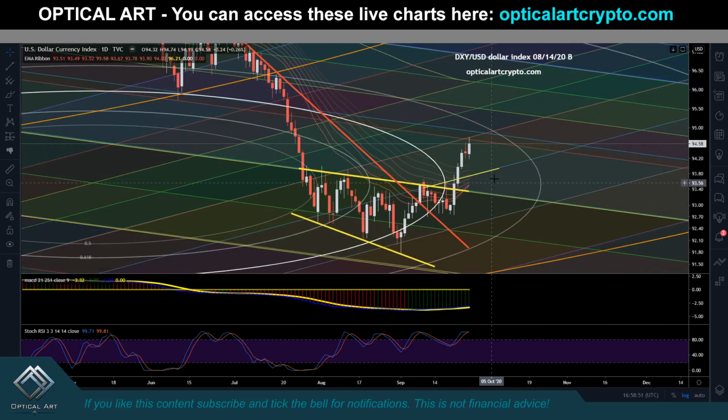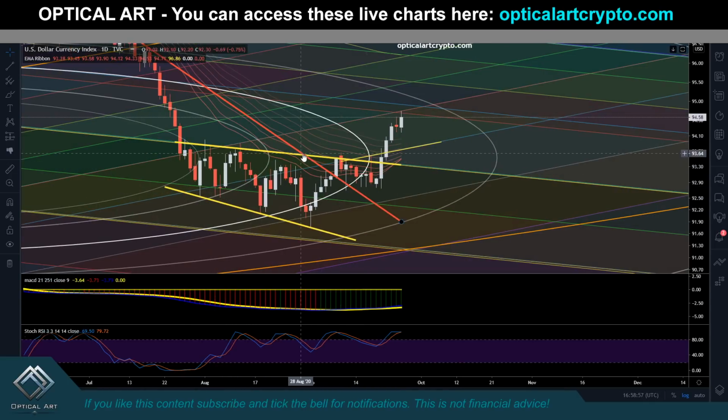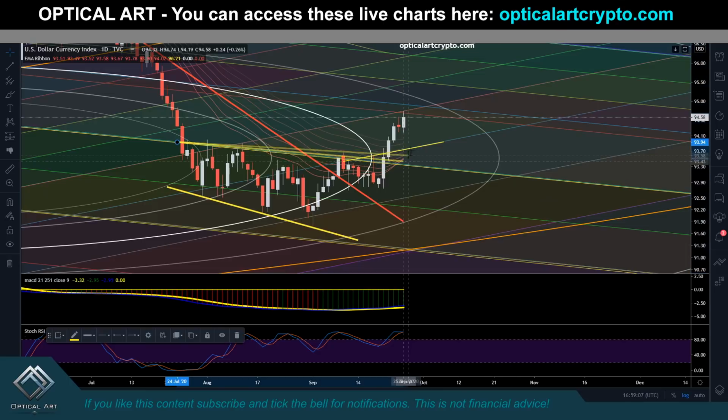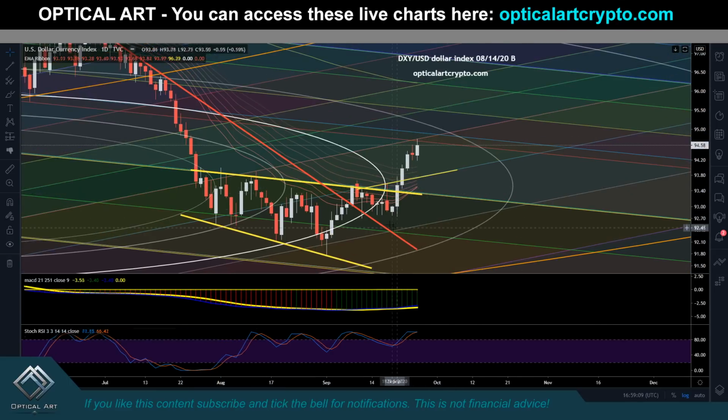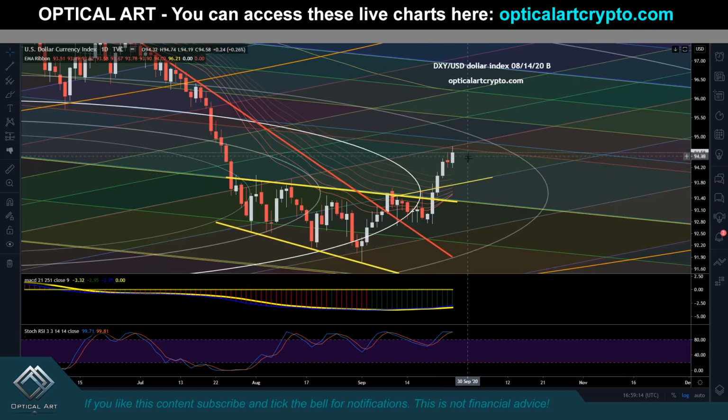And this was the descending broadening wedge I said we were in. Support, resistance, support, resistance, support, support, resistance. Once we broke above this red line right here, this red trend line, that's when it got bullish. We pushed up, found support, then we broke above this yellow line right here that represents the top of the wedge. And we've been going up ever since. So I think it's very likely the dollar keeps pushing up.